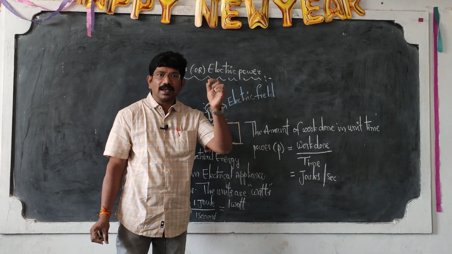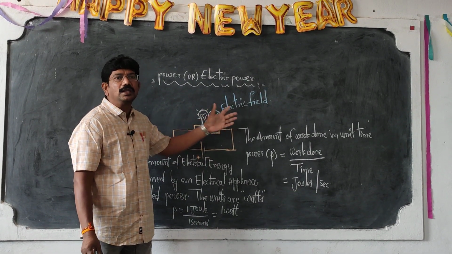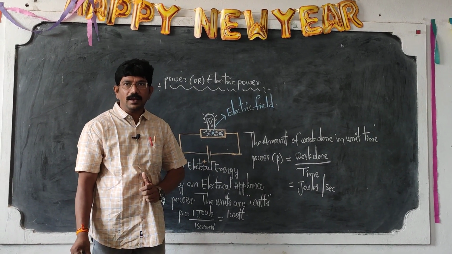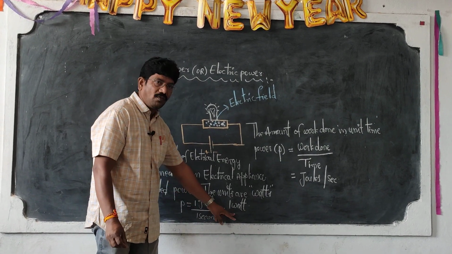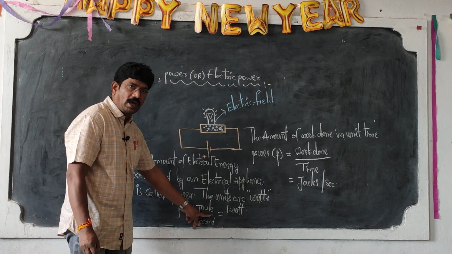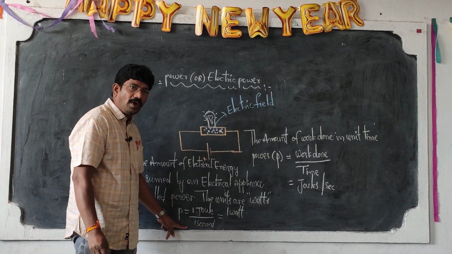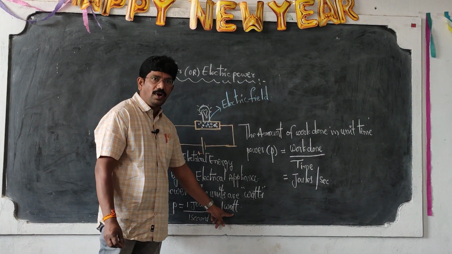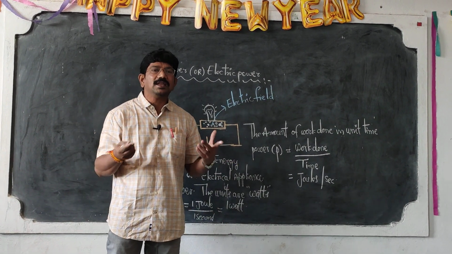Okay, how much electrical energy is converted to light energy and heat energy is nothing but electrical power. Are you clear about that one? So power is denoted with P. What are the units? 1 watt. So what is the definition given for 1 watt? If 1 joule of work is done in 1 second, then the power is equal to how much? 1 watt. Or how much energy is consumed by an electrical appliance in 1 second.